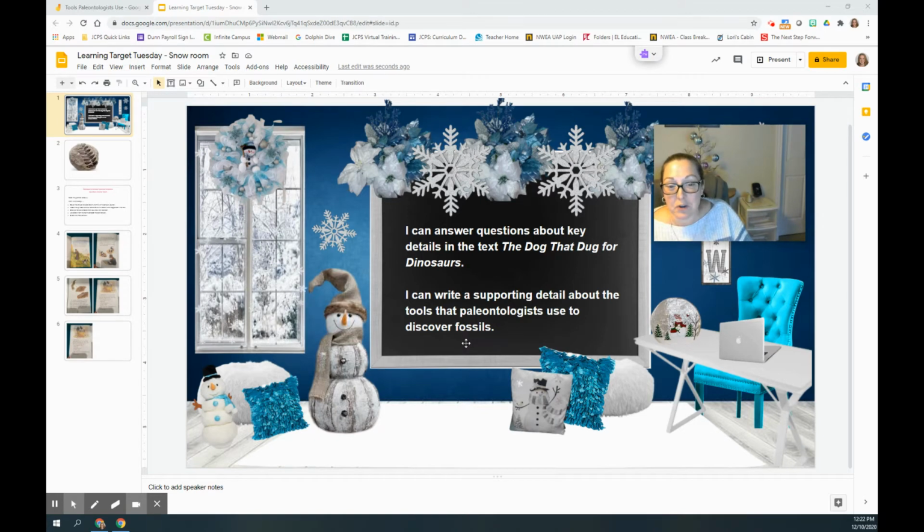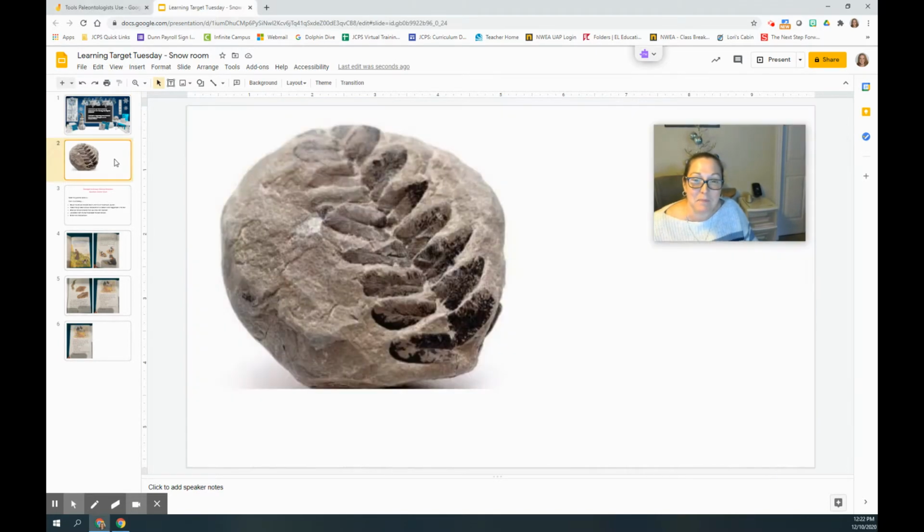And we're going to start learning about all the different tools that paleontologists in real life use and how they get those fossils when they discover them and how they get them out. So I'm going to show you all the parts of today's lesson. But first, our next curiosity for our museum.